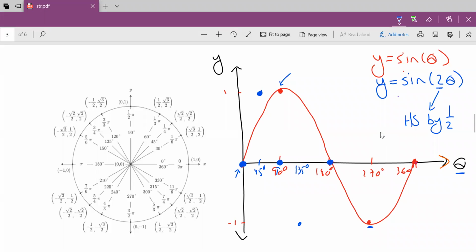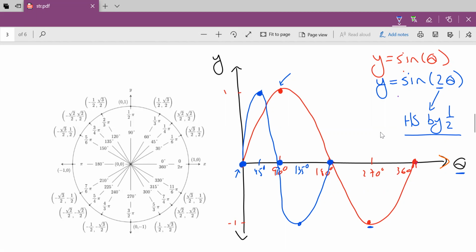When we start to draw this graph out, it compressed our graph. Look at how much closer together all our points are. Well, that makes sense. We horizontally stretched by a half. So we changed all our theta values, but what else did we change? We also changed the period. What's the period of that blue graph?